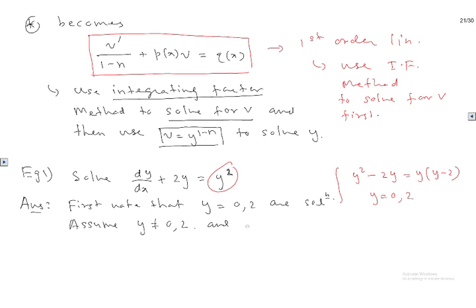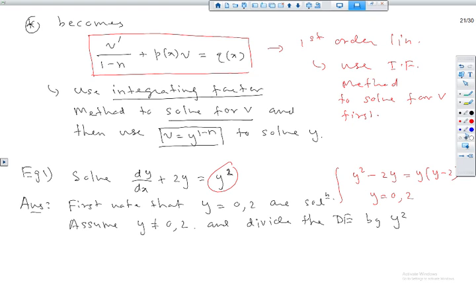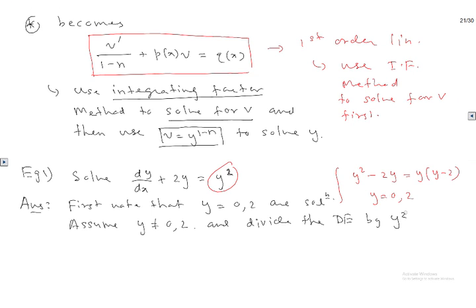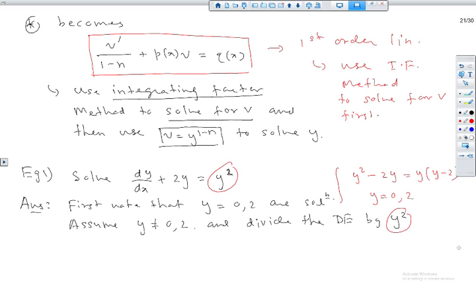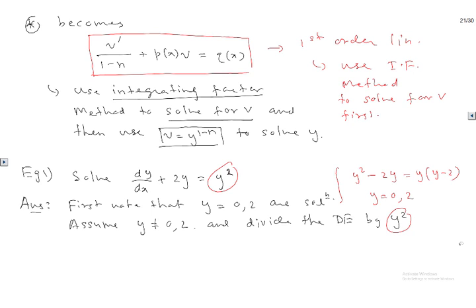and divide the whole equation. So divide the differential equation by y squared, because that's the term you're going to see on the other side. So we can divide by y squared. That's the term sitting on the other side. We can divide by that term. Good. So if you divide by that, what are you going to get?